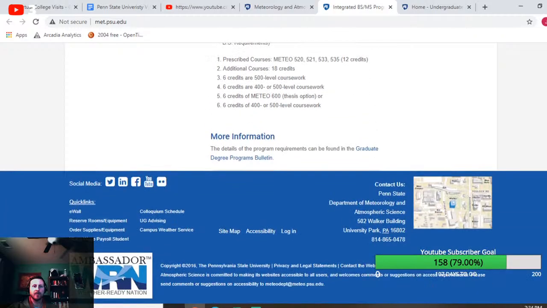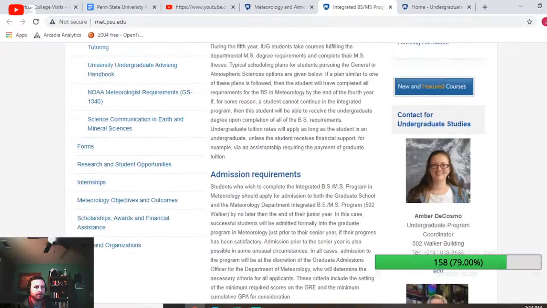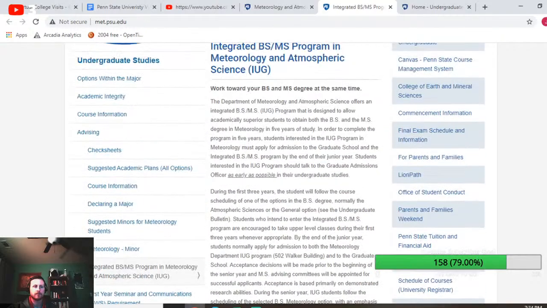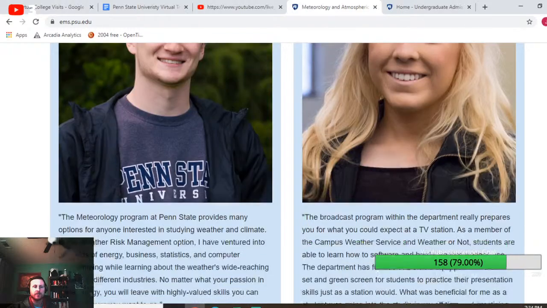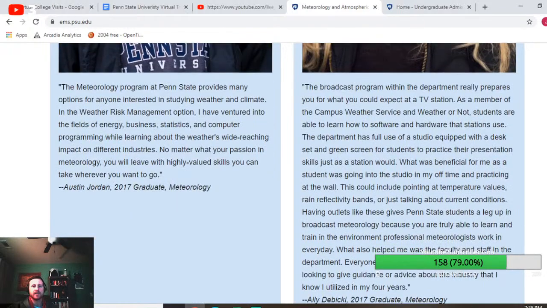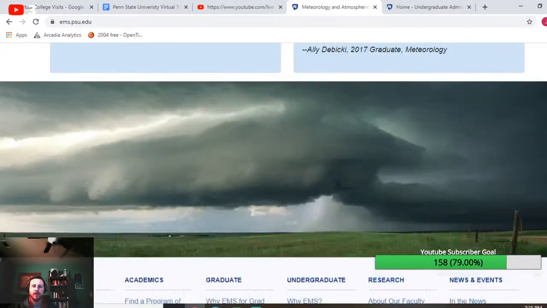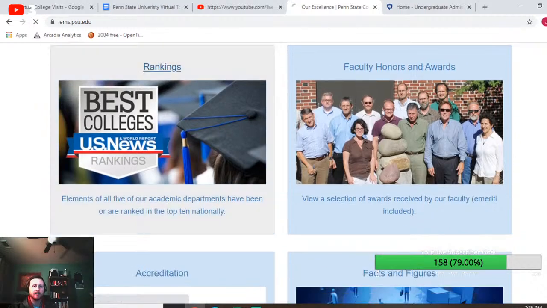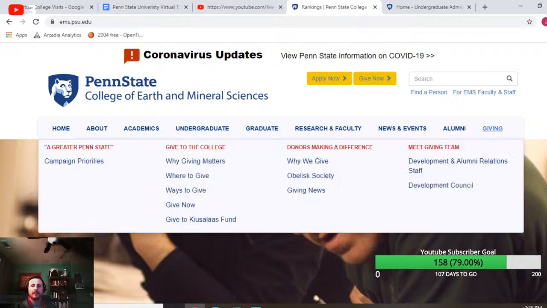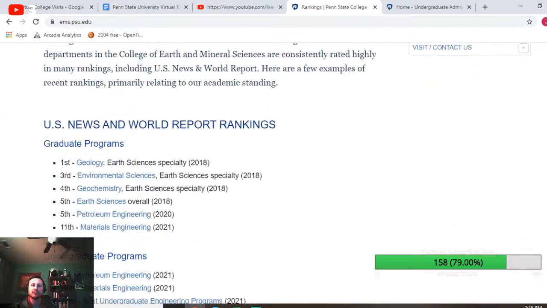I wonder if there's any information about ranks or anything like that. Does look like you can add it as a minor if you really wanted to, but I don't think you're really interested in minoring in it. It'd definitely be your major. It's nice that they have testimonials that you can take a look at. Let's see, our excellence. That's probably going to be a good one about what their rank may be. Here we go. See, this is when you're at quality places. They just have it easily shown.